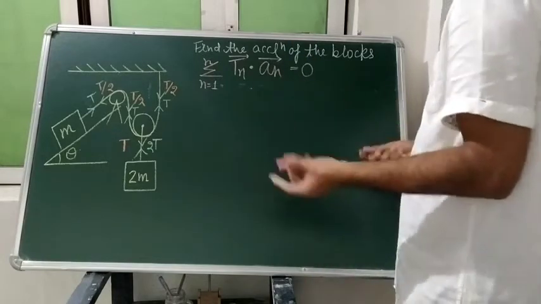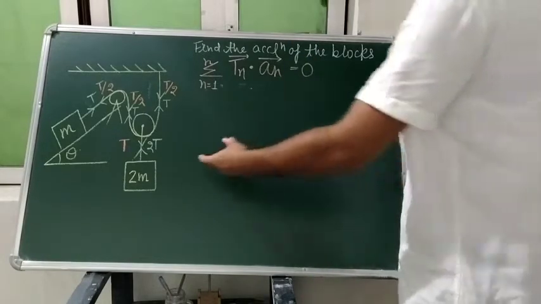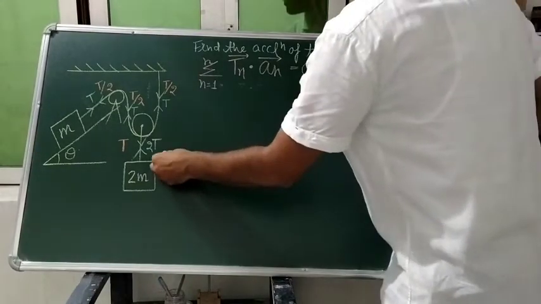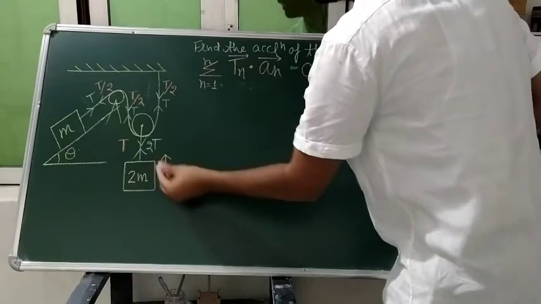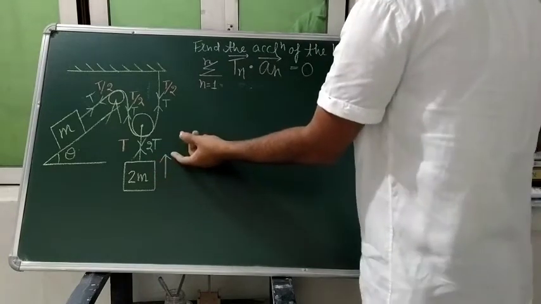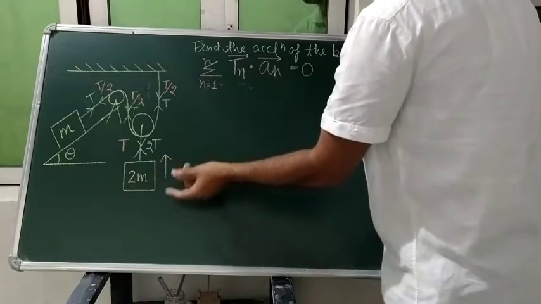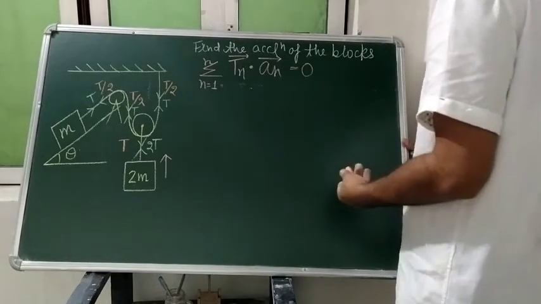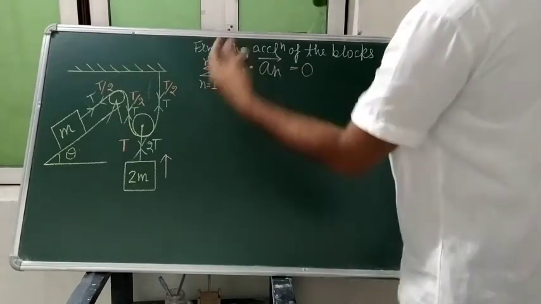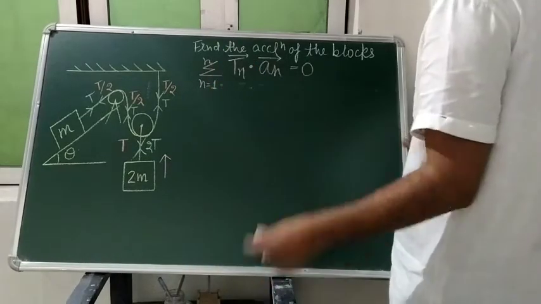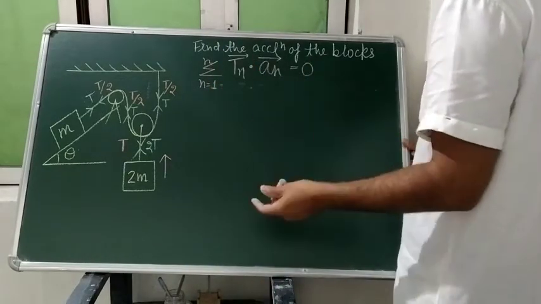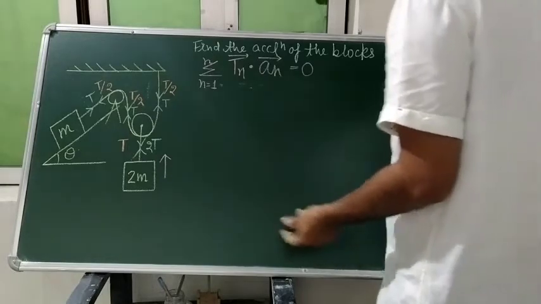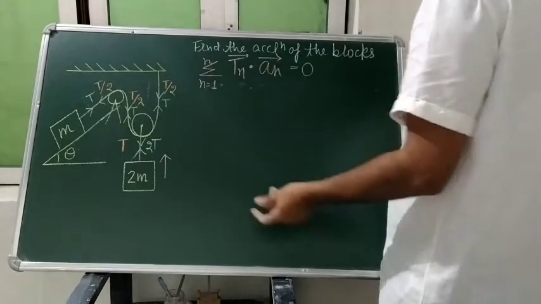For the sake of simplicity, I will suggest for this block, since the tension is acting upside, you can assume your tension upside. Why? Because when the tension and acceleration are in the same direction, you will get cos 0 degree, which equals 1. You can also select the opposite side. At that moment, theta will become 180 and you will get minus 1. So no effect is going to come there.